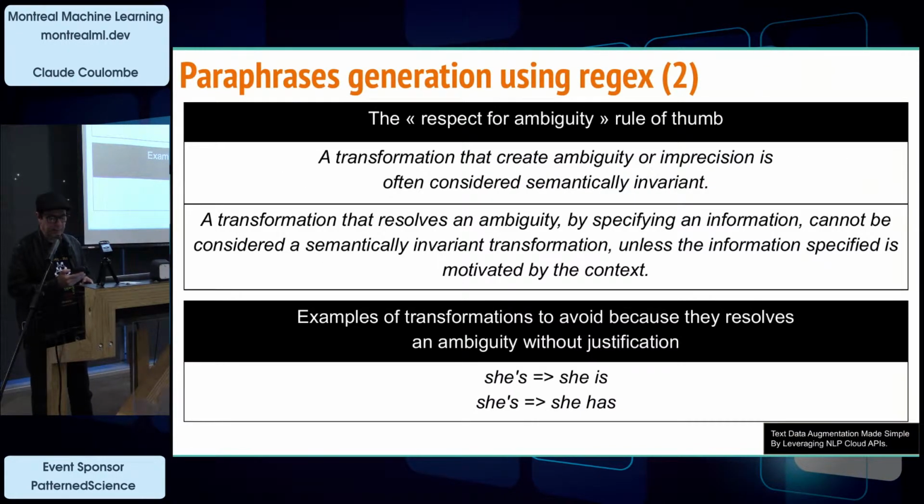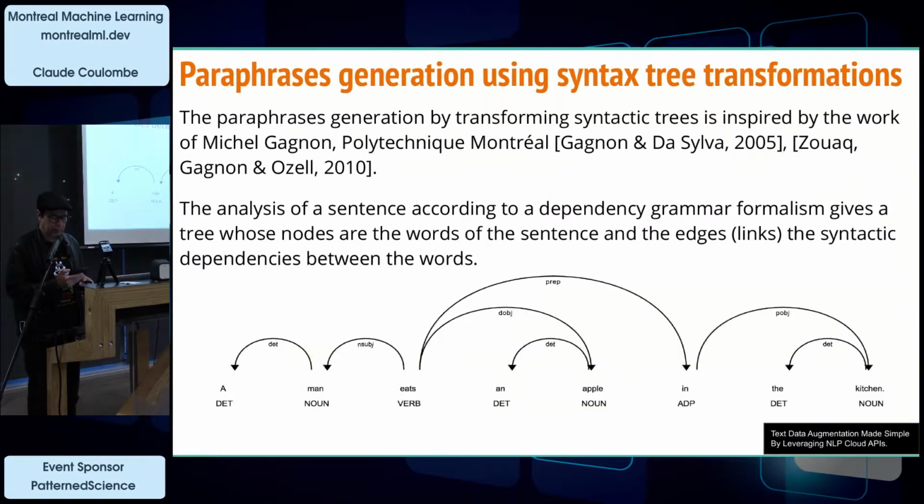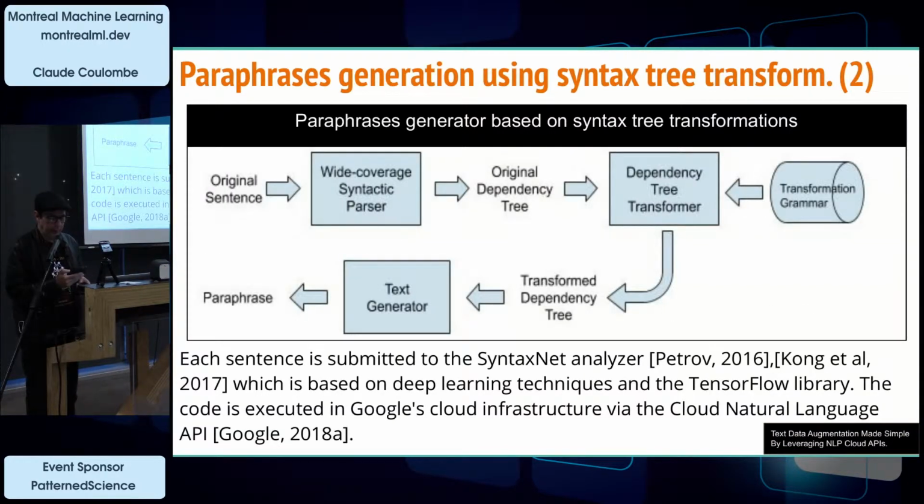More interesting is paraphrase generation using syntax tree transformation. This technique was inspired by work from Michel Gagnon, Polytechnique Montréal. The idea is to change the syntactic parsing tree of a sentence. Each sentence is submitted to the SyntaxNet analyzer, which is based on deep learning techniques and the TensorFlow library. The code is executed in Google Cloud infrastructure using the Cloud Natural Language API, and it's very cheap.